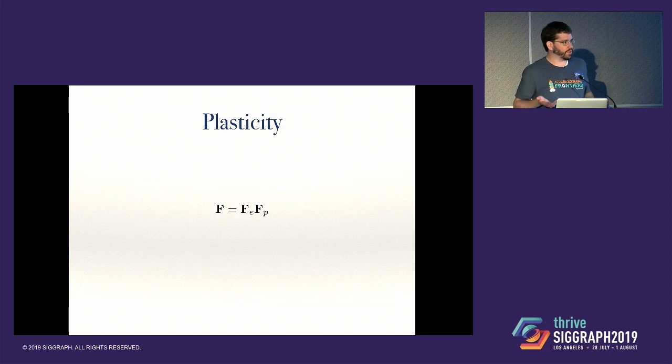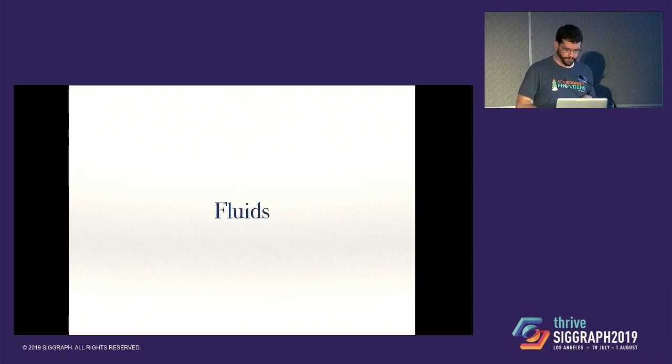And then plasticity is sort of an advanced topic, but the idea behind it is that we take this deformation gradient and we break it up into 2 parts, an elastic part where we're going to have forces that try to undo it, and then a plastic part which is just going to be permanent. And then I'll let Tamar talk about fluids.